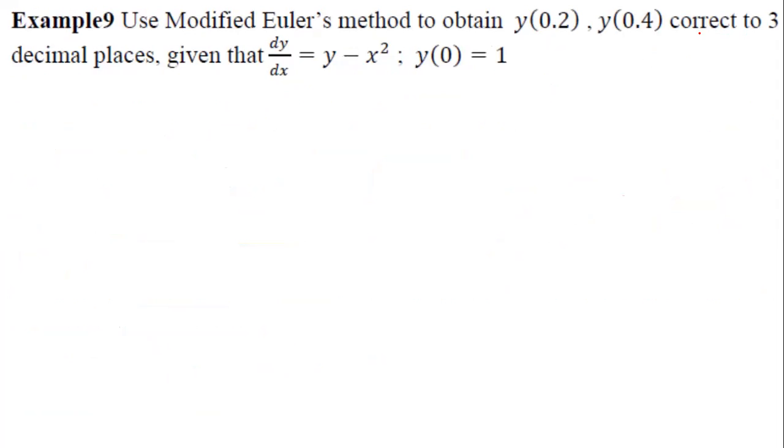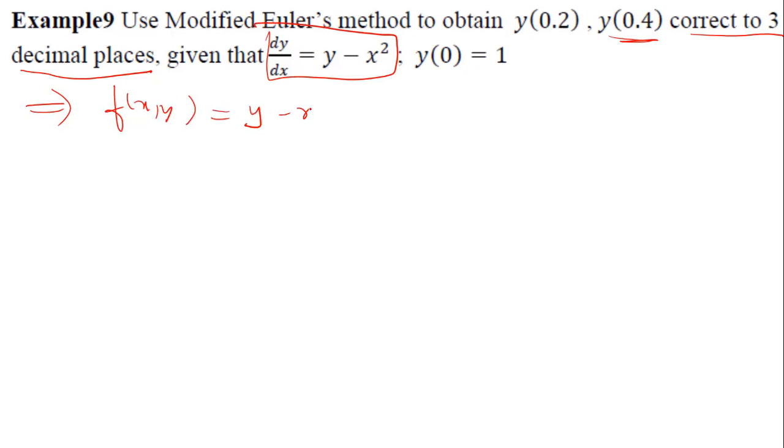Okay, correct to 3 decimal places. So you can also calculate at 0.4, correct to 3 decimal places. So from this differential equation, you know that our f of x, y is y minus x squared, and our x naught, the initial value of x, is 0, and the initial value of y is 1. So this is what we have.